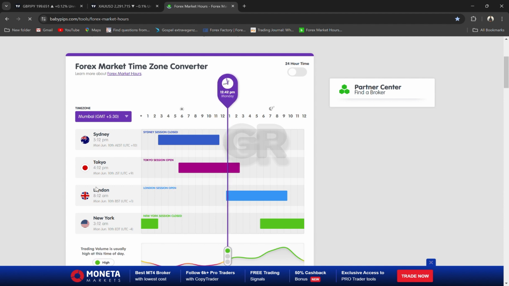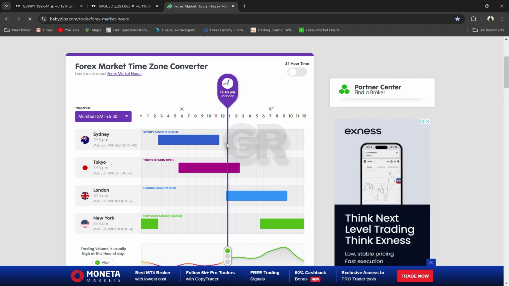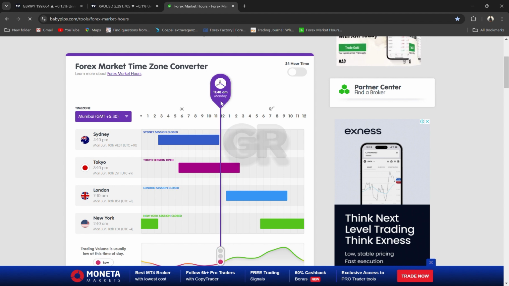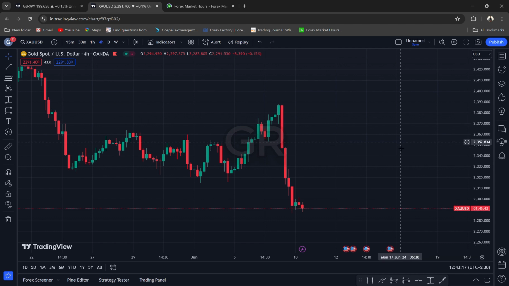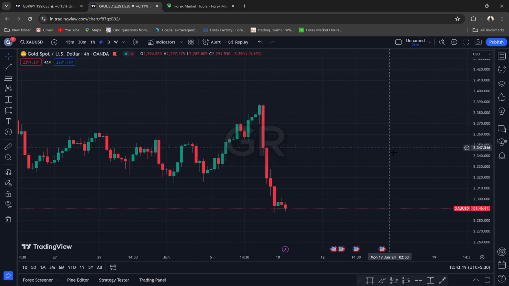Now it's London Open. As you can see, London Open 12:42. This blue bar indicates that. It's good for people to know that you should at least sit one hour or half an hour before the market opens, which is called pre-market. So let's see how to mark support and resistance for advanced price action.